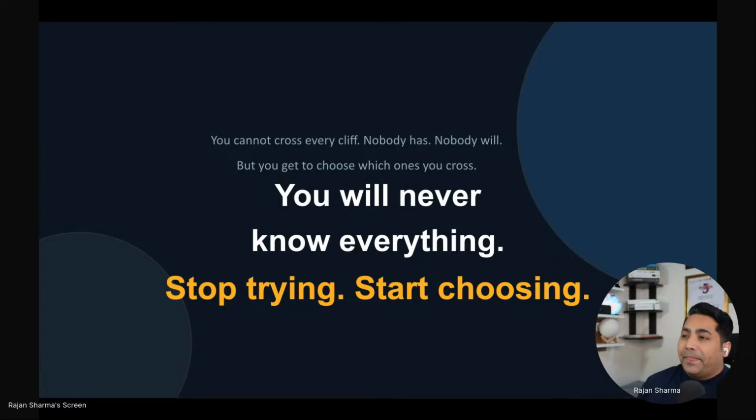You will never learn everything, so stop trying to learn everything. Focus on the discussion we have done. The right one is the cliff I showed in front of every technology you will ever touch, and you cannot cross all of them. Nobody has, nobody will. Not even me, not your senior, nobody else will be able to do that. But you get to choose which ones to cross.